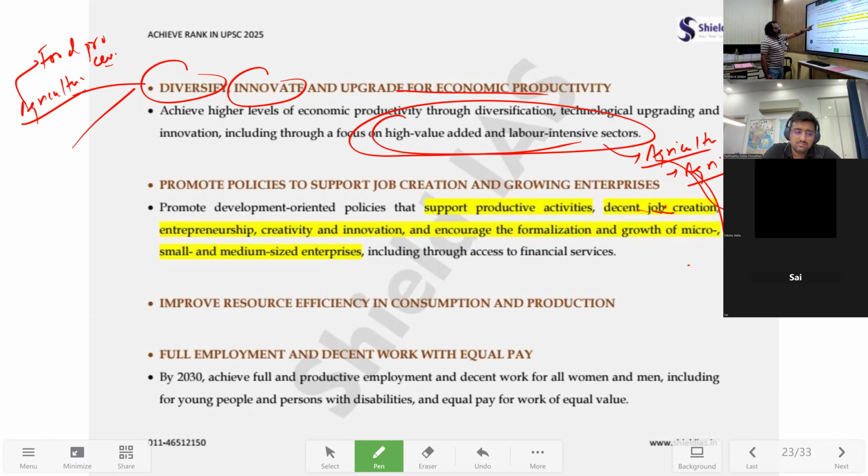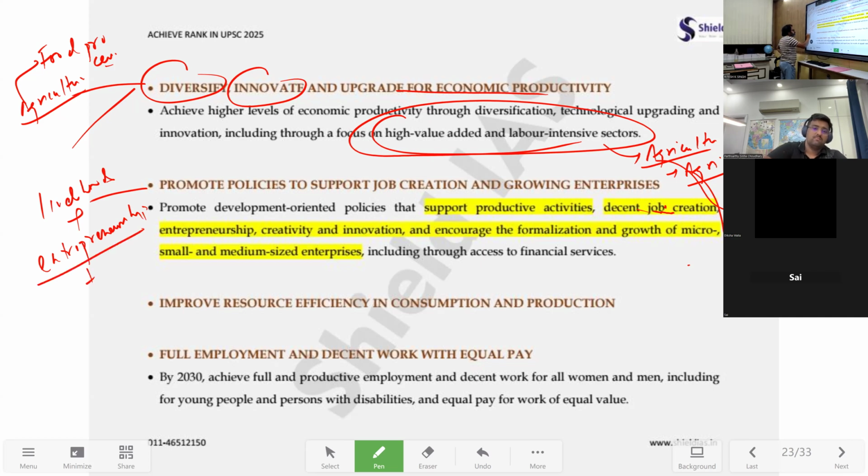Promote policies that support job creation and growing enterprises. That is job creation, that is livelihoods everywhere, plus entrepreneurship. That means we need to promote stable startups. Not the startups who have received angel funding, finally eat the entire funding, quit and escape. That type of startups are not required. We require stable startups who can become a bigger business over a period of time, which can generate sustainable employment for the people.